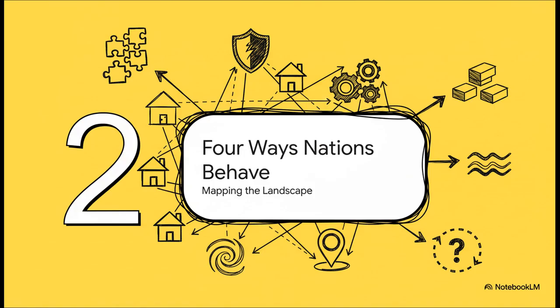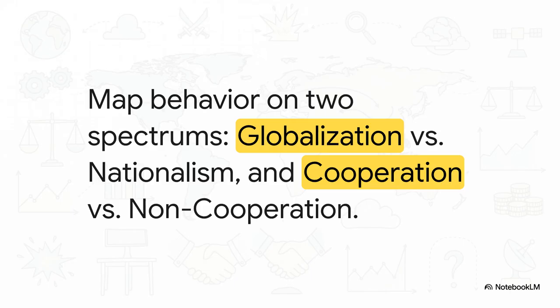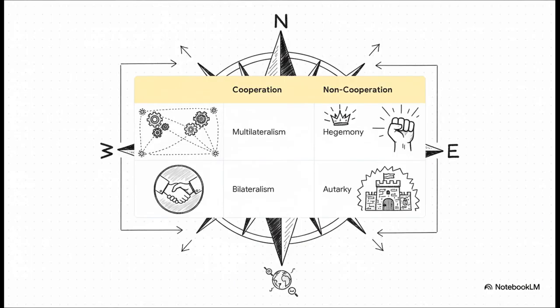How in the world do we make sense of all the different players and their moves? Well, a good place to start is to map out how they behave, which helps us get a handle on the potential risks. And here's how we can do it. We can map out a country's behavior on two key spectrums. First, are they leaning more towards globalization or nationalism? And second, are they generally cooperative or not so much? Thinking about it this way gives us this super simple but really powerful little grid. It lets us cut through all the noise of international relations, and boom, here's the grid.